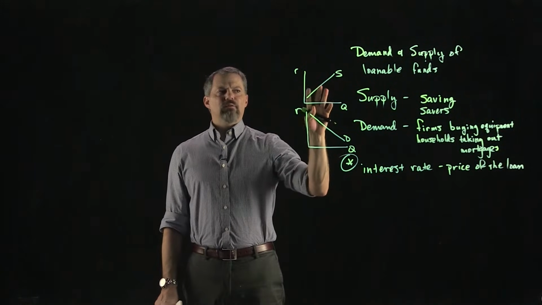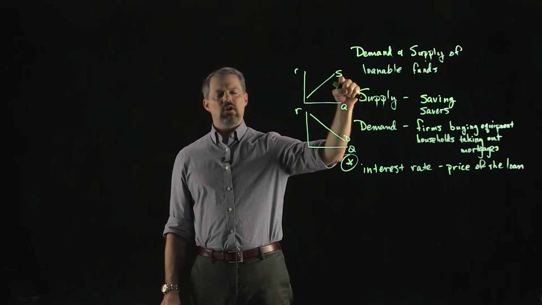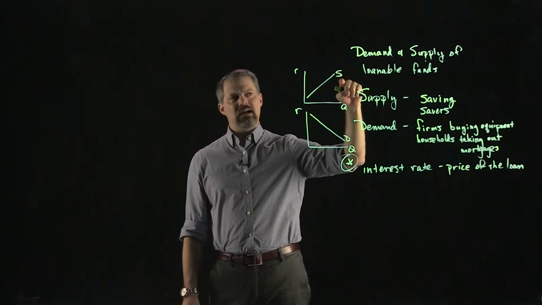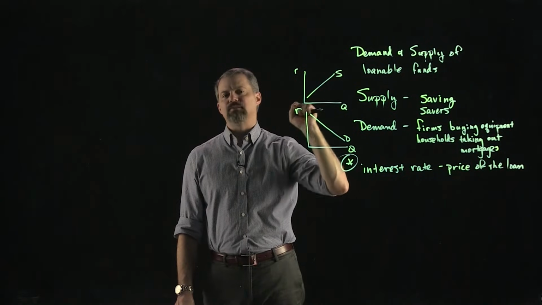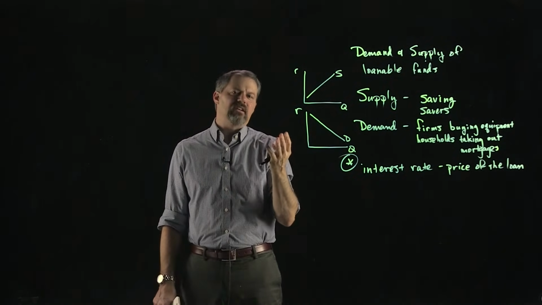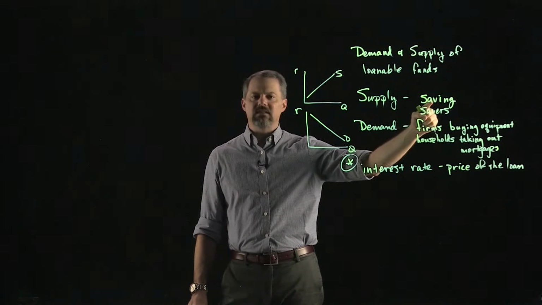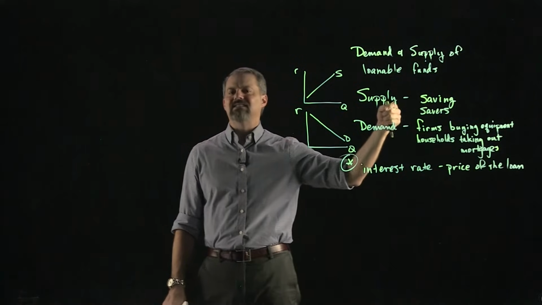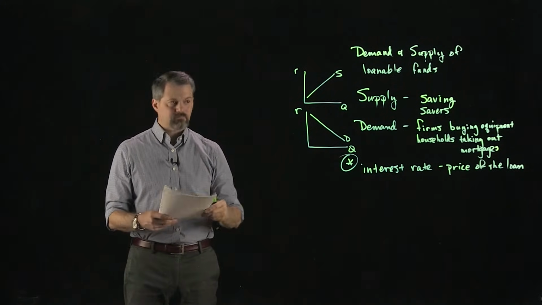I know myself well enough to know that when I work through this model, a lot of times I will call this the saving curve. I will accidentally look at that, see the S, and instead of calling it the supply of loanable funds, I'll call it the saving curve. But it turns out that there's really nothing wrong with that, because the supply of loanable funds is representing the number of dollars saved by savers. So actually it's okay if you think about it that way.